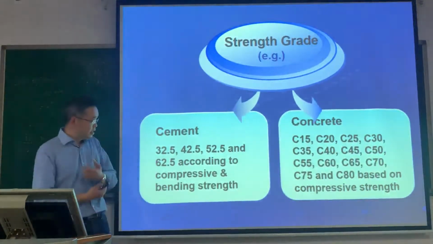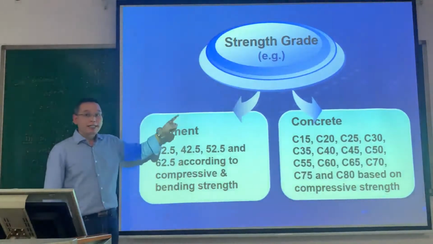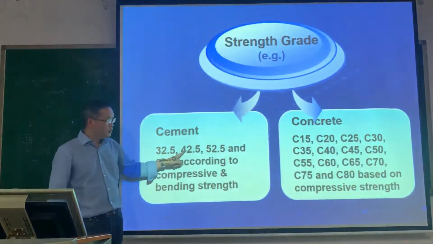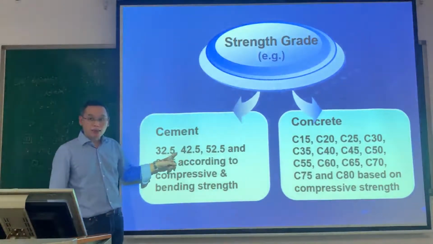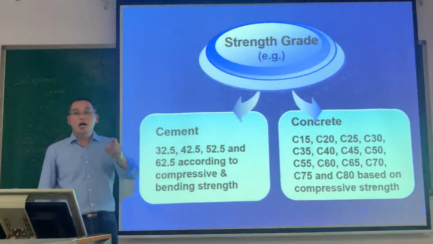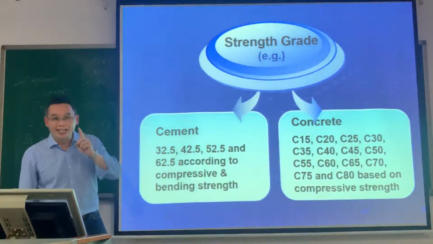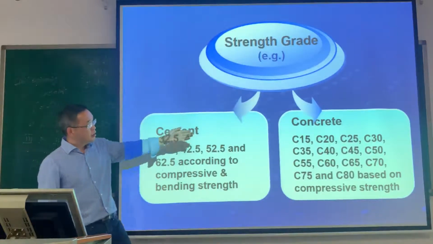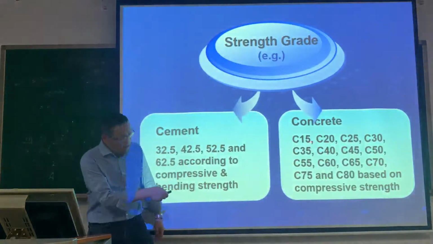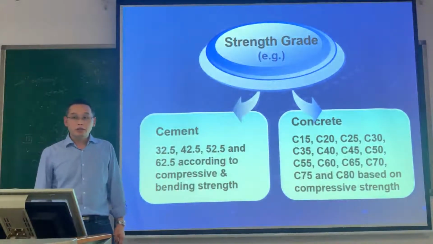So we just mentioned for the cement, the number of the strength grade means the compressive strength after 28 days or after 4 weeks. So this is the strength grade of concrete. Okay.